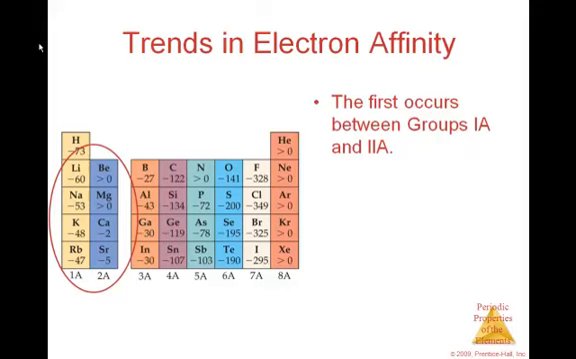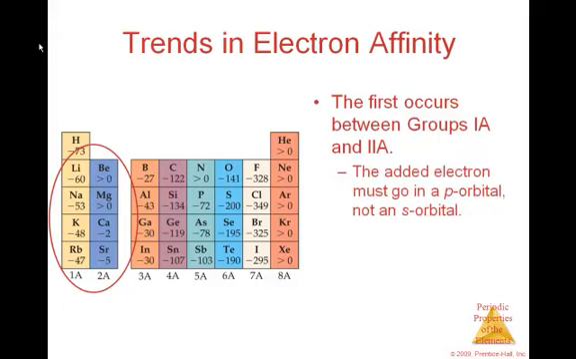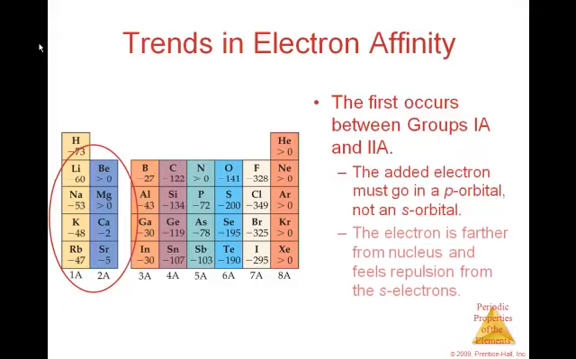Why is it the way it is? Well, the one trend we see is the first problem comes between groups 1A and group 2A. You can see when an electron is added to the lithium atom, it releases 60 kilojoules of energy, whereas beryllium, although it's to the right, it actually is a bit endothermic. And that's because, remember, beryllium has a filled s sublevel, and when we add an additional electron, it has to go into the p orbital, which is a problem.